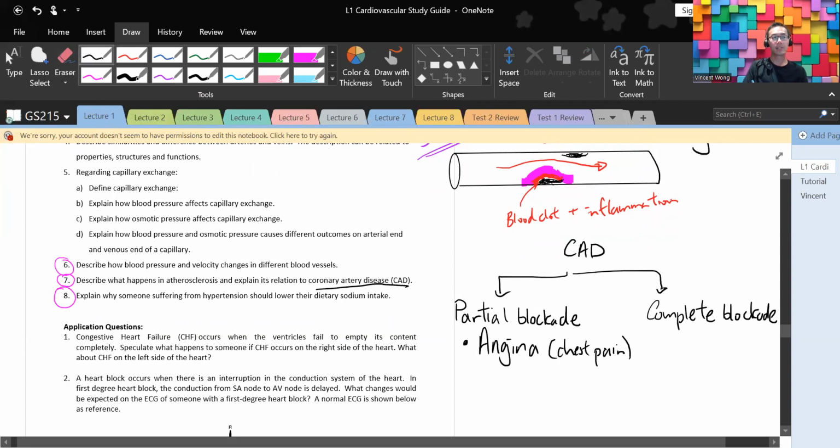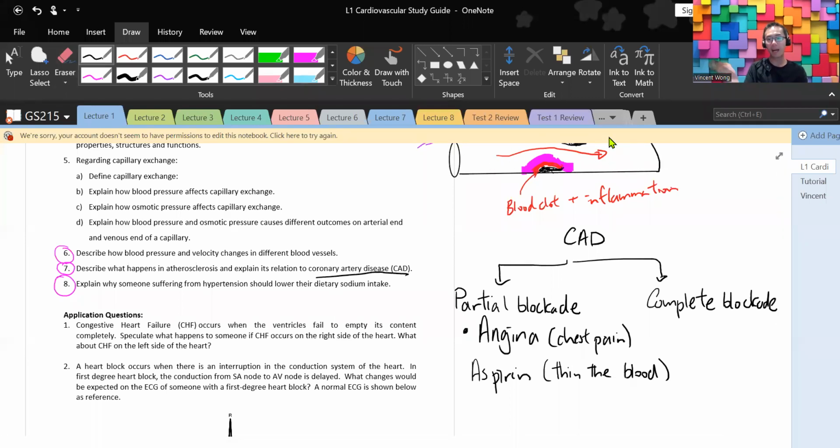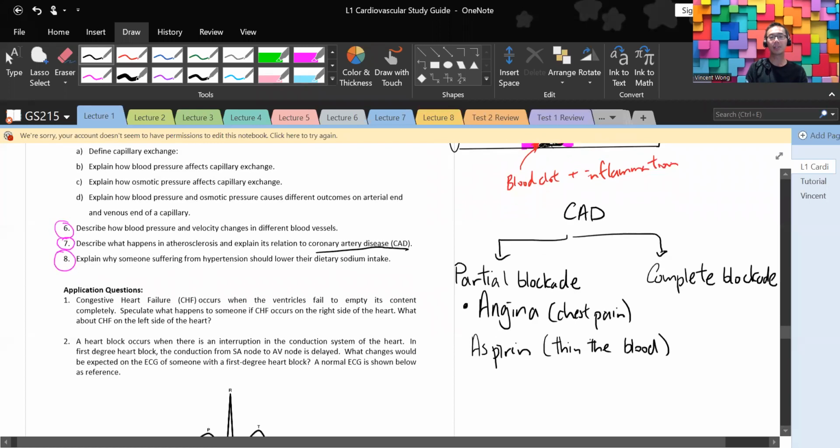And so what happens is people with angina might take an aspirin, which will help thin the blood. There are other blood thinning agents like warfarin that would help the blood flow past these narrow blocks more easily.